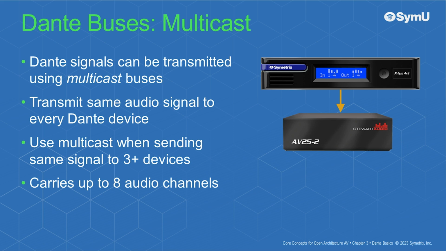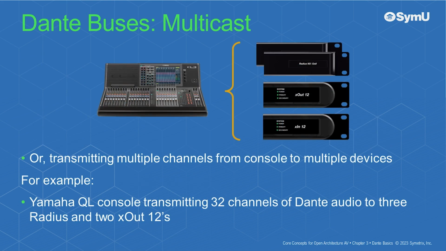Dante buses can also be transmitted and received across the Dante network using multicast buses. Multicast carries up to 8 channels of audio. Multicast buses transmit the same audio signal to every subscribed Dante device on the network. Use multicast when sending the same audio signal to 3 or more devices at the same time, or when transmitting multiple channels of audio from a console to multiple devices.